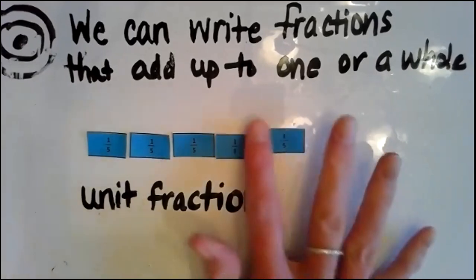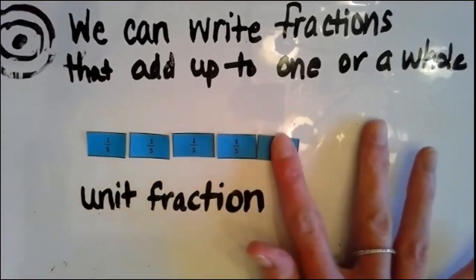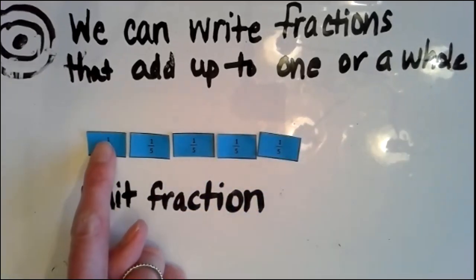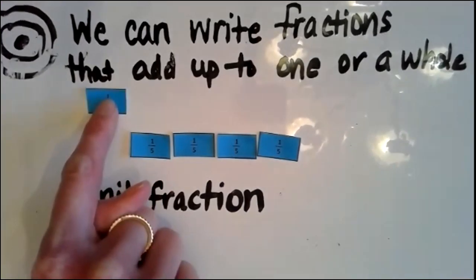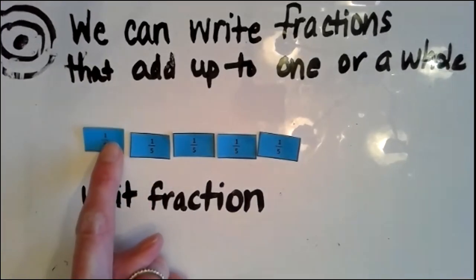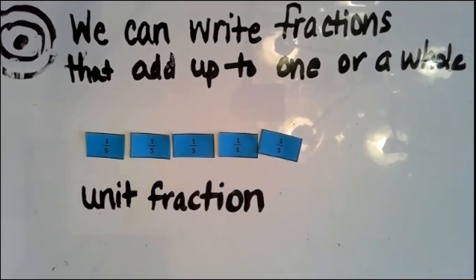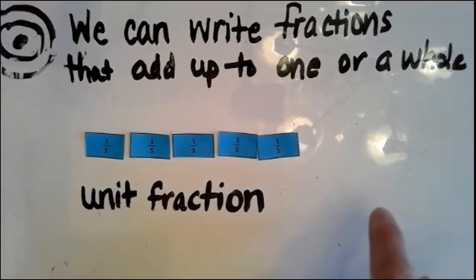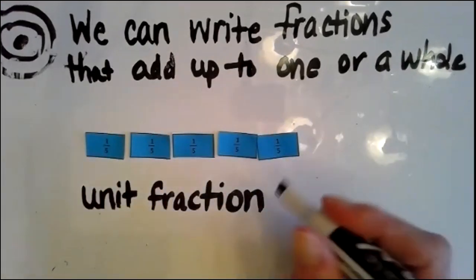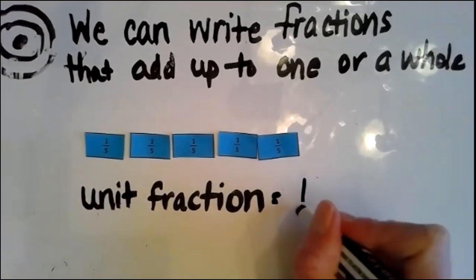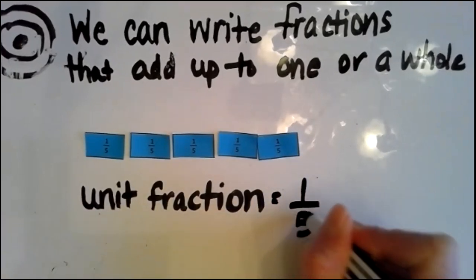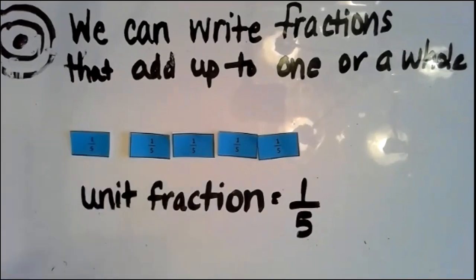If I were to ask you, what is the unit fraction for this whole? You would look at one of those parts and say, this is one out of 1, 2, 3, 4, 5 parts. So the unit fraction for this whole candy bar, if you were to pretend that's a candy bar, is 1/5. It is one unit, one part out of 5.